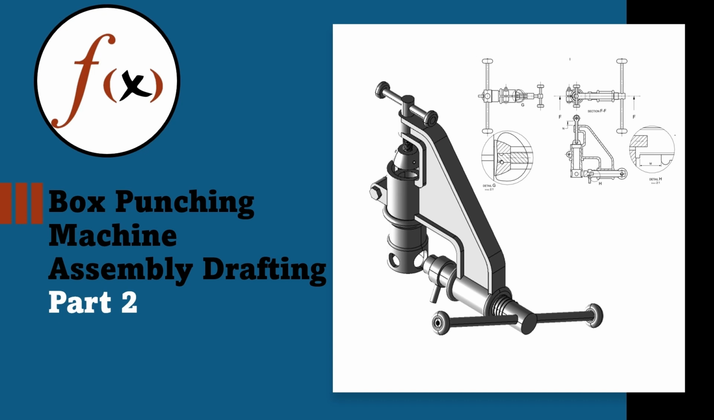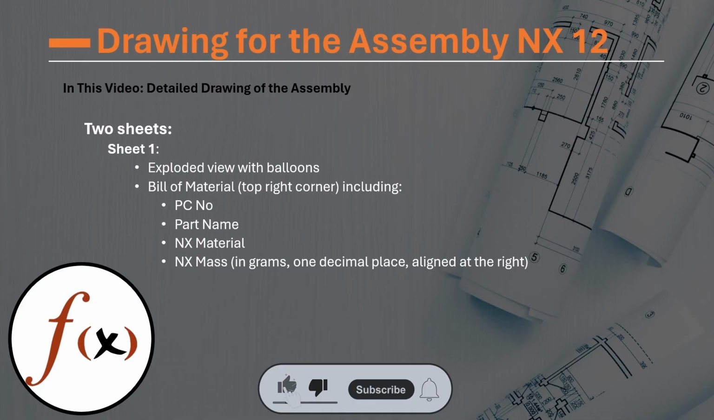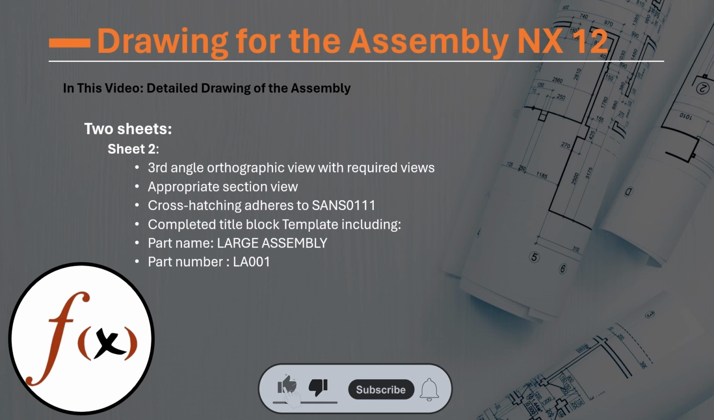In this video, I'll do the box punching machine assembly drafting part 2. On the previous video, I did the exploded view with balloons, and I added the bill of materials and everything. So in this video, I'm gonna do sheet number 2, where I'll do the third angle orthographic view with the required views, appropriate section view, cross section that adheres to the standard, and then the completed title block templates, including the part name and the part number.